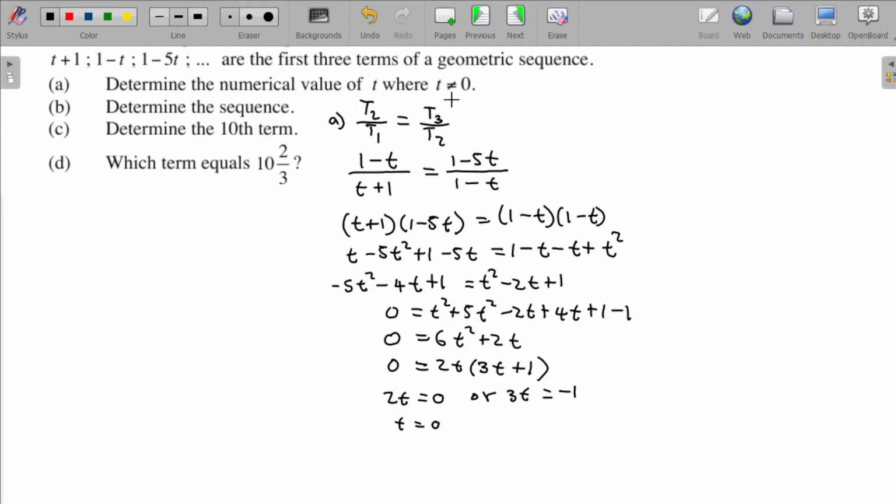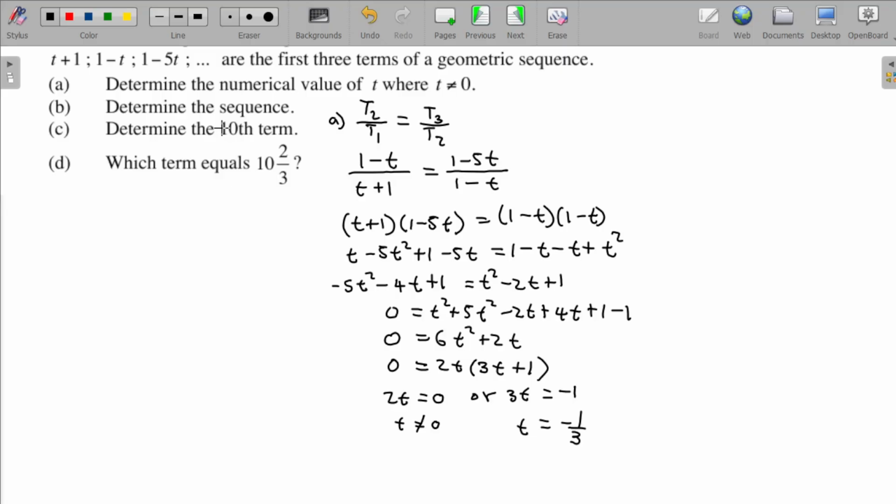Negative 1. And then this divided by 2 is basically t is going to be 0. But here t should not be equal to 0, so we're not taking this one. So we divide by 3. So my t basically is -1/3. That's the numerical value of t that they are looking for.